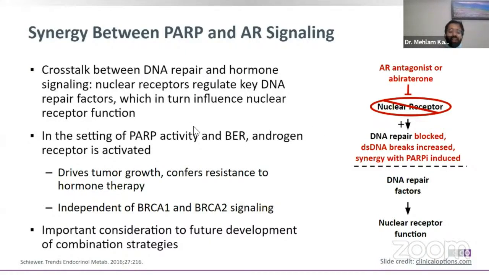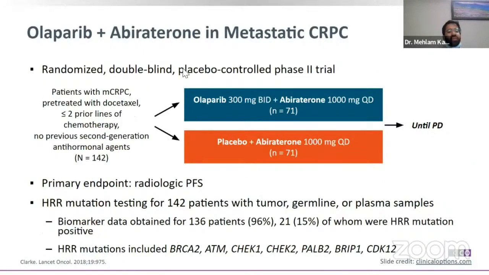There has been ongoing data on the combination of anti-androgen therapy and PARP inhibitor. There was this study of olaparib plus abiraterone in metastatic CRPC, a randomized, double-blind, placebo-controlled phase 2 trial in patients with prior treatment with docetaxel or up to 2 lines of prior chemotherapy. Olaparib plus abiraterone was compared with placebo and abiraterone until progressive disease, with the primary endpoint being radiological PFS.